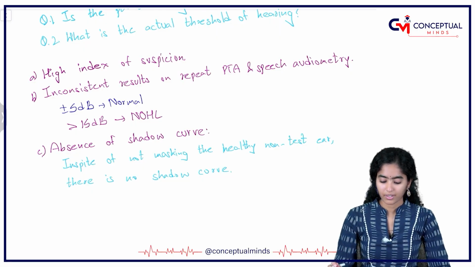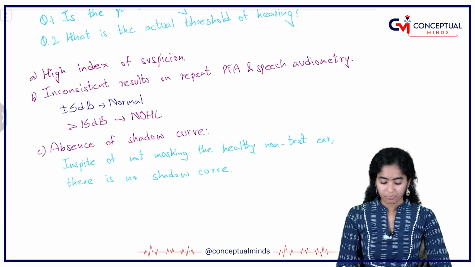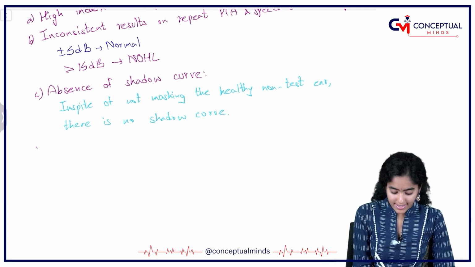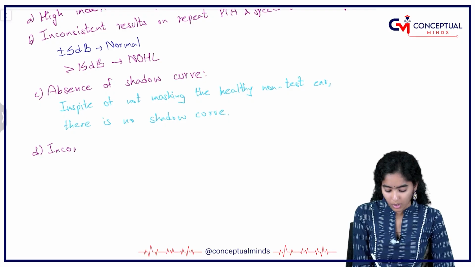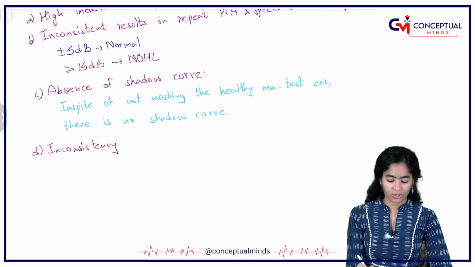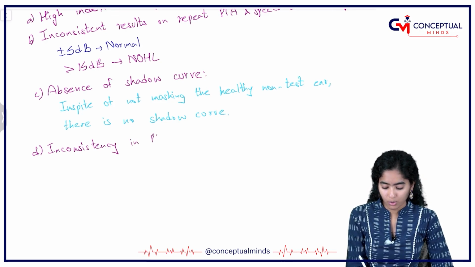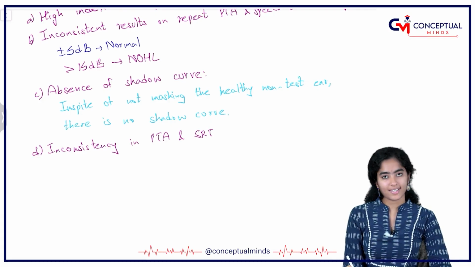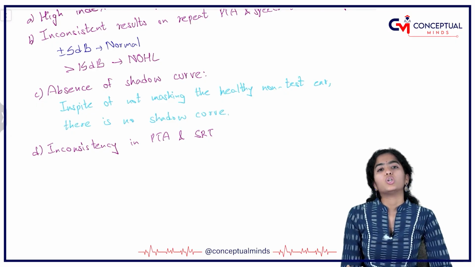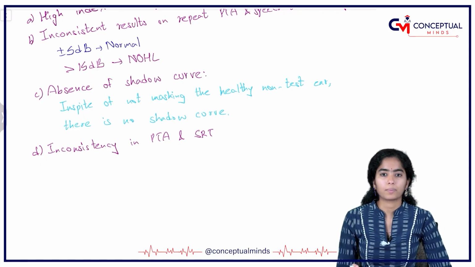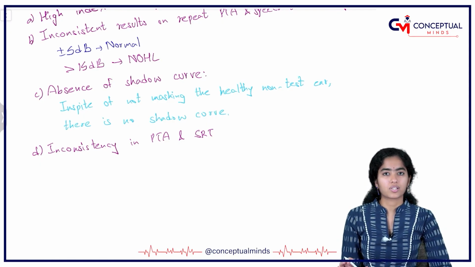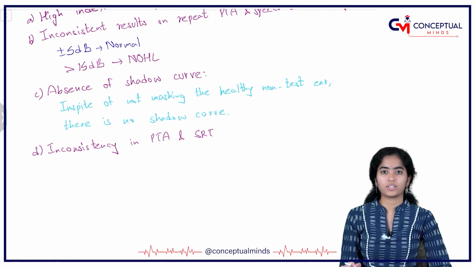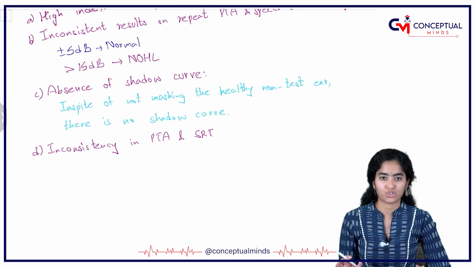Next, the next feature is there is some inconsistency in pure tone audiometry and speech reception threshold. Let us see how they both correlate with each other. SRT, speech reception threshold. Normally, when we do a pure tone audiometry, we can predict the speech reception threshold because it is within 10 decibels. The pure tone audiometry and speech reception threshold are within 10 decibels to each other.